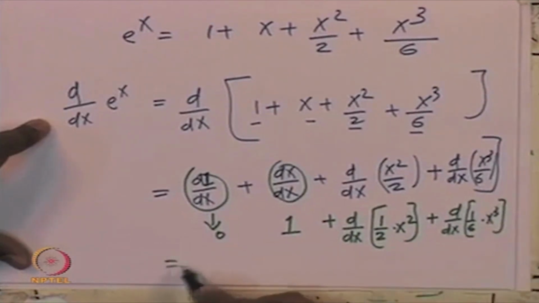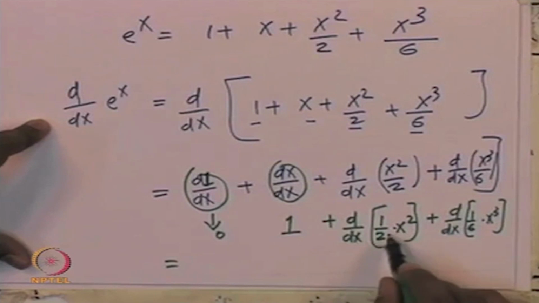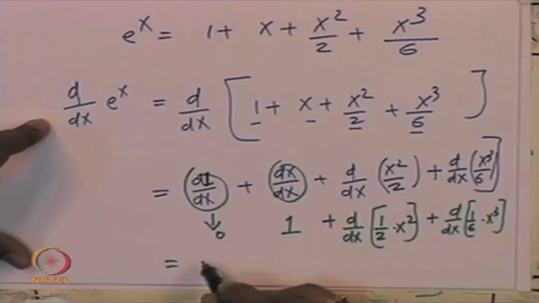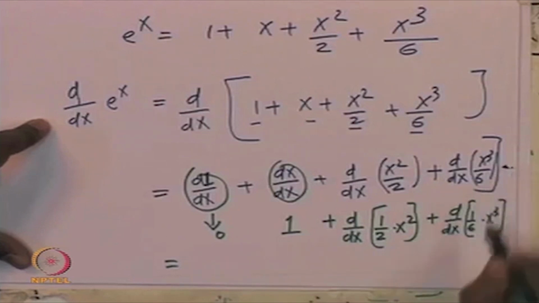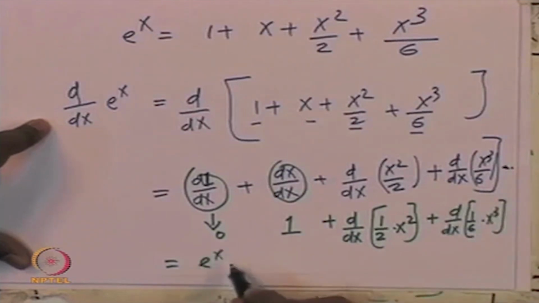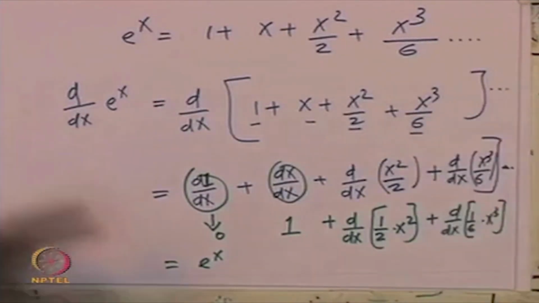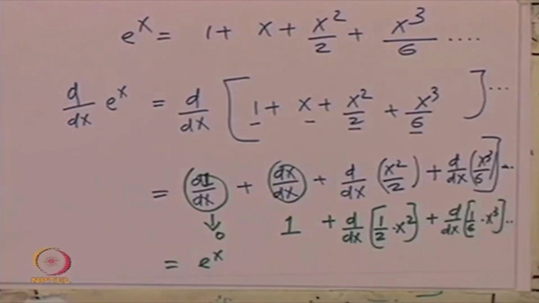So, you can use this product rule, d by dx of a times x square and d by dx of a times x cube, and you will see that finally you will get the answer e power x itself. By using the idea of infinite series, you will get e power x itself. Just as an exercise, redo what we learned last time.